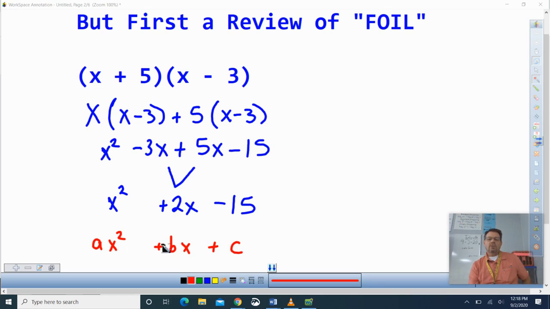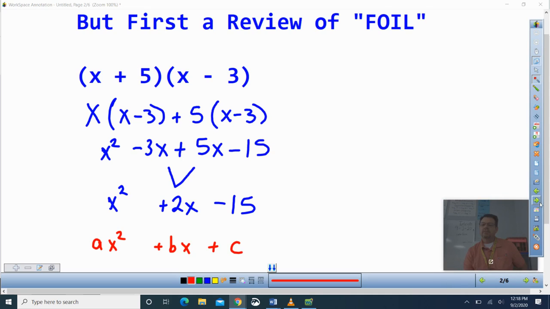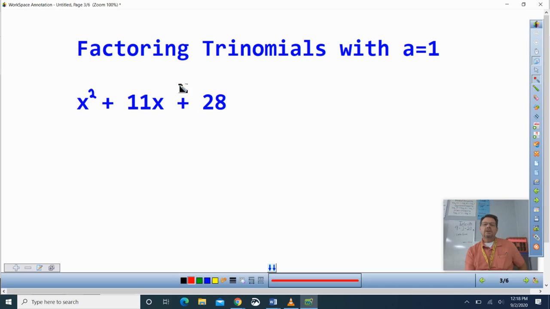So we're going to start with a trinomial and try to factor it back into the binomials. I've got a few examples we're going to walk through here. Okay, so here's our first example, and we're going to try to factor this. We need to set up our little binomials, and we're going to have x and x. That's the only way we're going to get x squared.